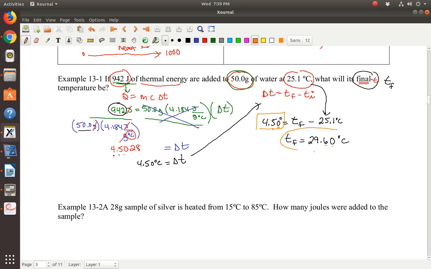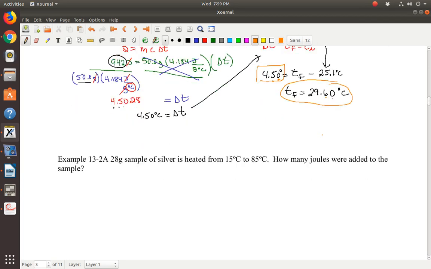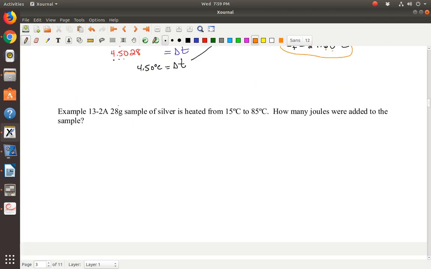So 29.60 is the final temperature. All right, let's try another one. We have a 28 gram sample of silver, which is, you know, AU. It's heated from, so that's my initial temperature, from 15 degrees Celsius to 85, so that's my final temperature. How many joules, that's the Q, were added to the sample?